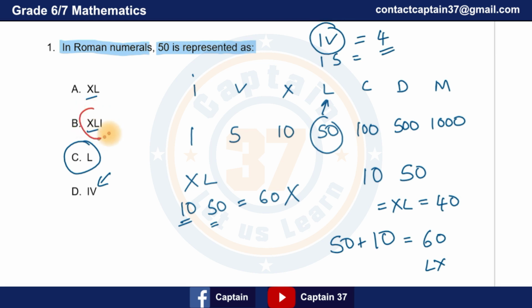Try this one. What answer does it give you? Pause the video just for a minute or two. Try to do it yourself. Then come back for the solution.